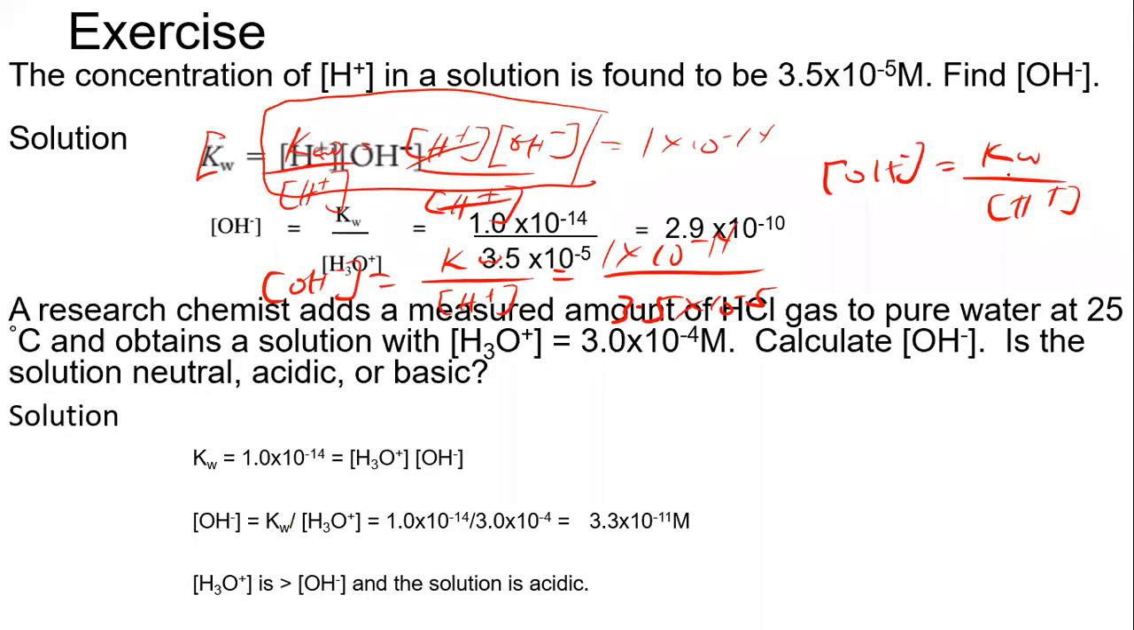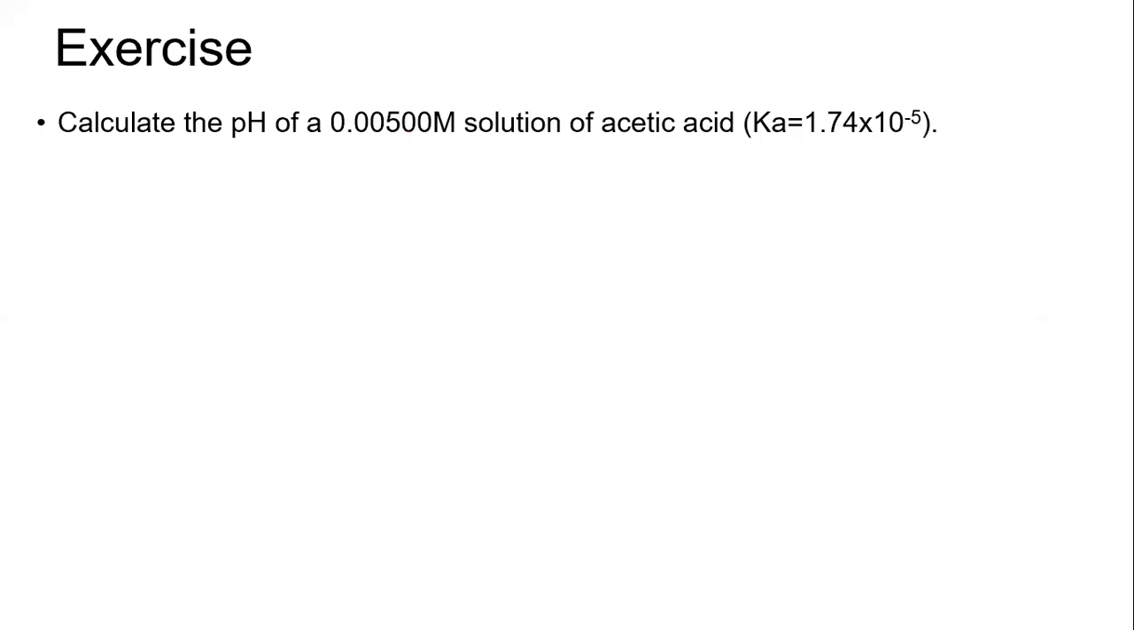And then once you realize that the question said we should find whether it's acidic, basic, or neutral. Once you realize that the H3O+ ion is greater than the OH- ions, then it is acidic, right? Good. Next one, calculate the pH of this one. We have given you the acetic acid solution.